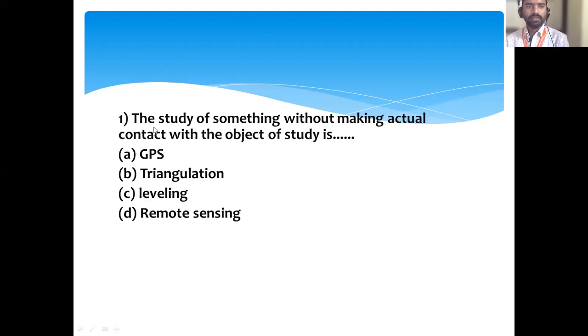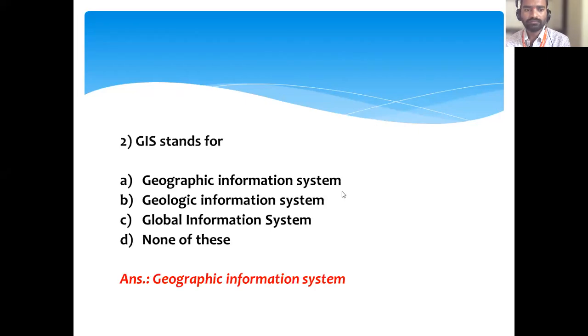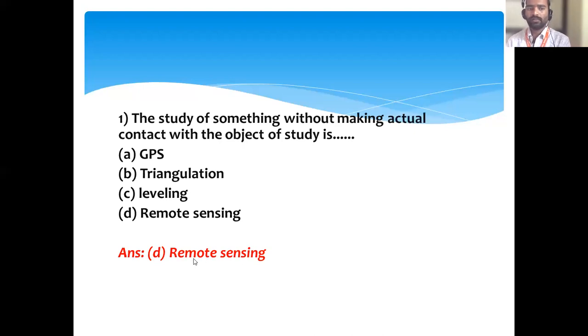See, the study of something without making the actual contact with the object of the study. If there is an object, you don't go near it to make physical contact. What do we call such a study? Yes, raise your hands. Yes, roll number 20, Vishwajit. Tell me. Remote sensing. Yes, the answer is remote sensing.